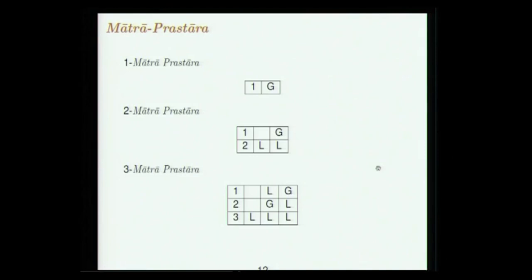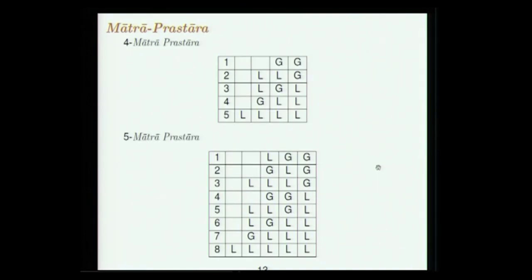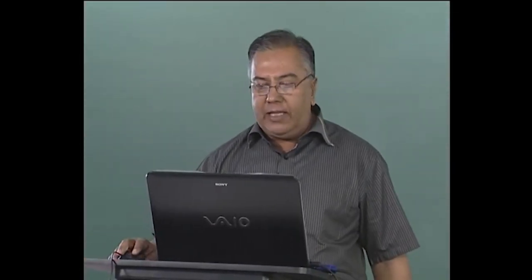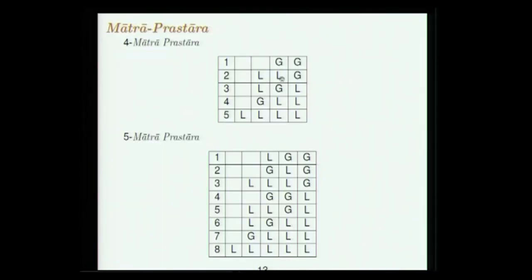I will just explain it by considering, say, the four matra vritta prastara. So, you start with G's. Of course, if it is 5 matras, you cannot have all G's, you have to have an L at the end. So, you start with all G's from the right, and in the end, if necessary, put an L. That has to be the starting row. Now, what was the earlier rule? From the left, you start scanning. Whenever you find a G, put an L below. Carry whatever is there to the right below.